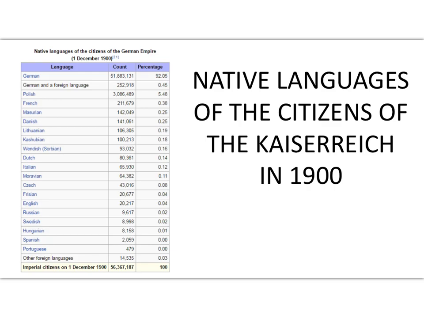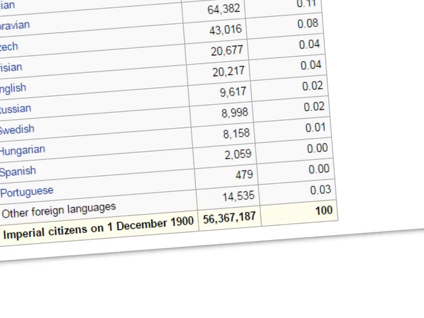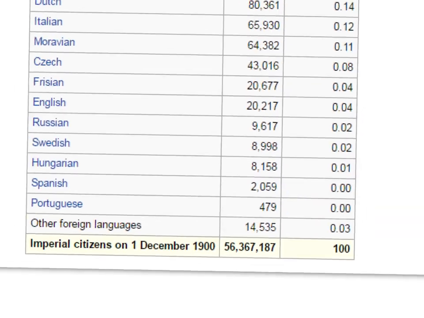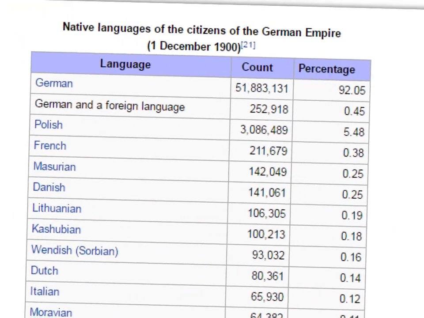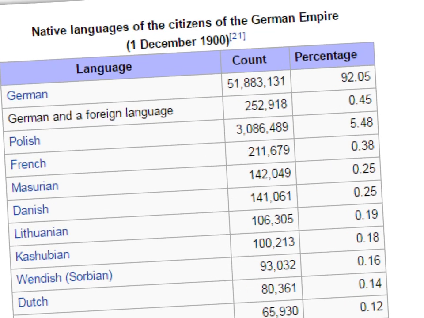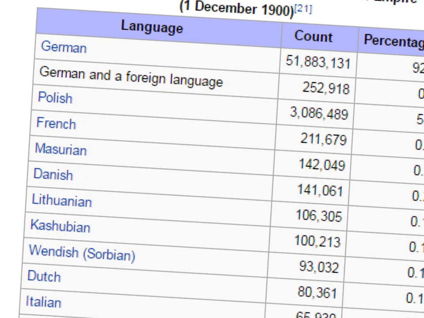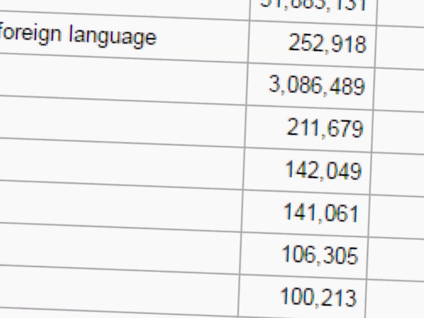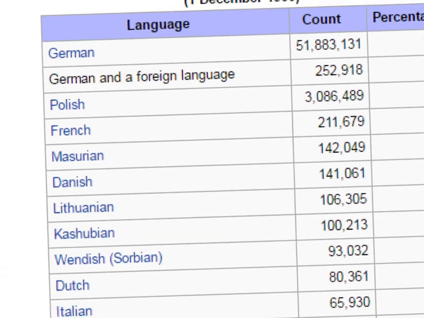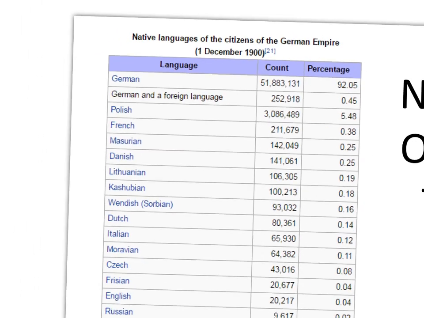I put that slide on just to highlight how many people there were: 56.5 million imperial citizens living in this new German empire. 52 million of them were German speaking, but there were many national minorities: Poles, 3 million, mainly in the east. French, of course, primarily in Alsace-Lorraine, 211,000. Danish, 141,000, who would have been in the north, the Schleswig-Holstein region.